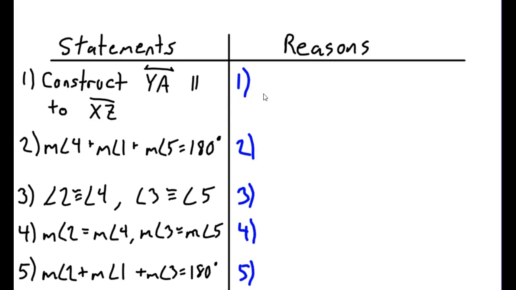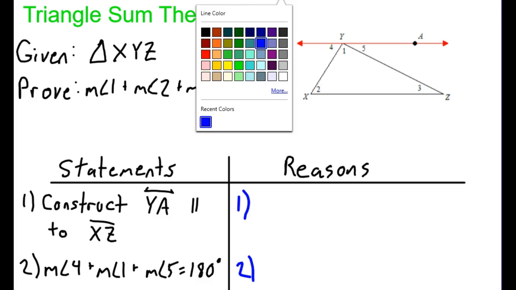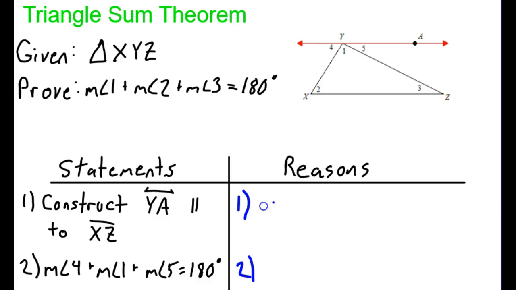The first thing we're going to do is, we know we start with a triangle. We're going to construct line YA parallel to XZ. So we're going to construct this red line YA so that it is parallel to XZ. And all we're going to do is call that a construction. So we're constructing that line so it is parallel to side XZ of that triangle.